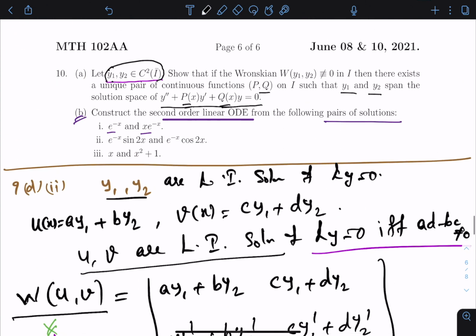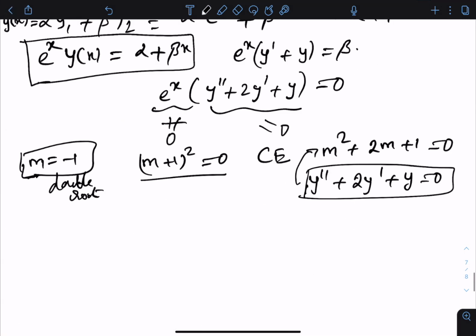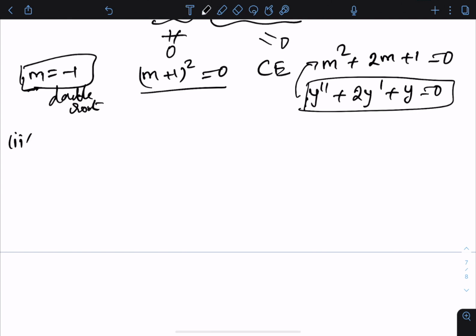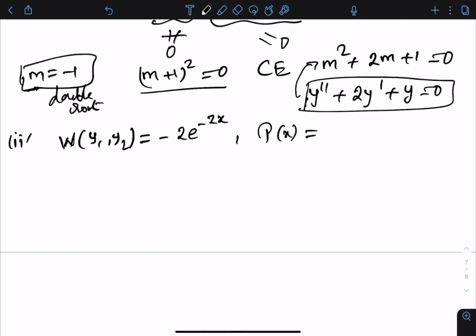e power minus x sine 2x and e power minus x cos 2x. Okay, I think I'll just leave it for you as an exercise. If you take those two functions, the first technique is that you can compute the Wronskian, whatever formula we had. And just for you to check, I'm just giving you: if you compute the Wronskian, you should get minus 2 e power minus 2x. Use that in the formula for p, you should get p to be 2, and use that in the formula for q, you should get q to be 5.